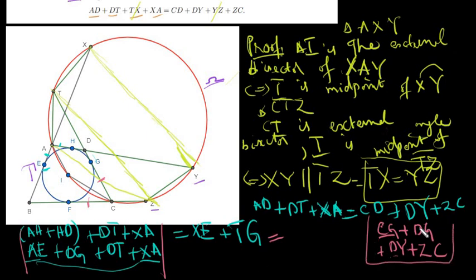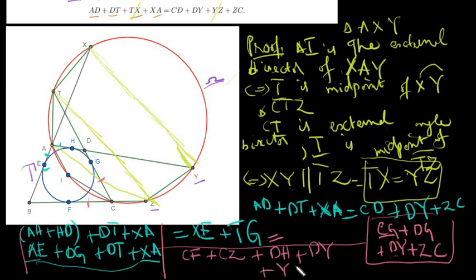So this is probably a little messy, but hopefully I can finish it up on this page. So instead of CG, I'm going to write CF plus CZ. And then for the other two, DG is equal to DH. But that plus DY, so DY plus DH, is now going to be YH, and the other one, CF plus CZ, that's going to be ZF. So now the problem is down to showing that ZF plus YH is equal to XE plus TG.